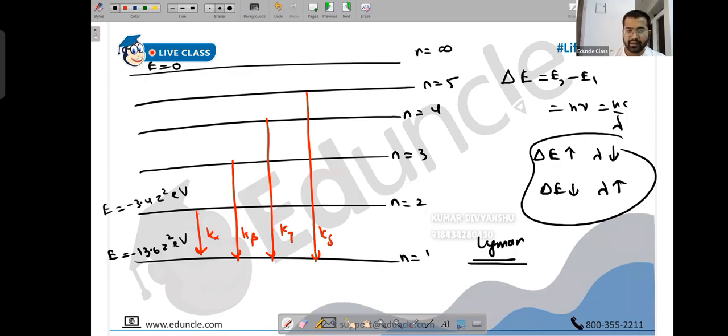Now tell me one thing. Where is the energy transition maximum? In alpha, you are getting 3.4 to 13.6, which is around 10. Here you will have a larger transition, don't you think? Here I think the value was minus 1.51 Z square electron volt. Now, from here to here, all of these are Lyman.